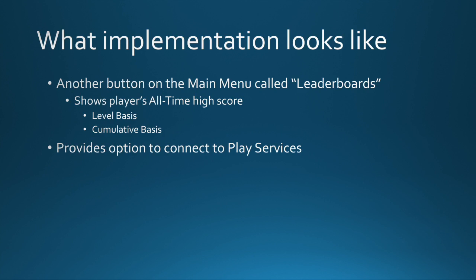So what is implementation going to look like? Well, there's going to be an additional button on my main menu. So there's going to be four altogether: play, store, credits, and leaderboards. When you go to the screen, I'm going to show the player's all-time high score on a level basis and a cumulative basis, just the all-time high score. And there's going to be a button to be able to sign up and connect your game with Play Services. That way the player does not have to connect to Play Services in order to get their high scores. They can have it just on the device themselves.